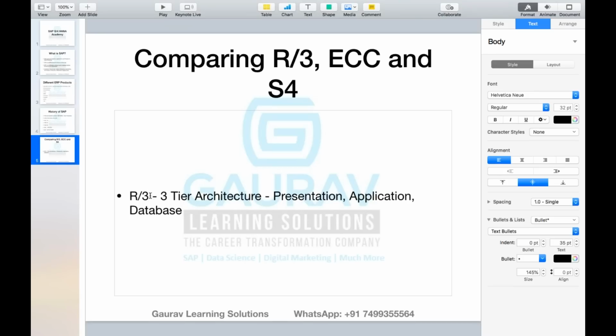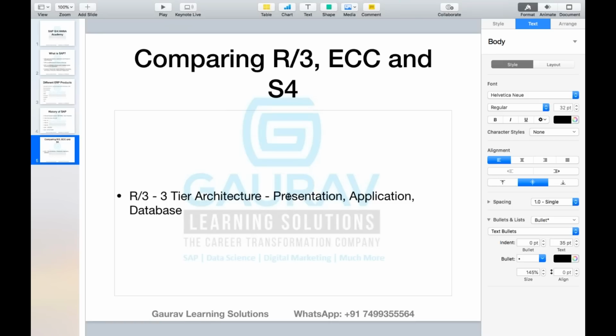Clear with this? Whenever you see R3, just remember R3 stands for three-tier architecture. What do you mean by three-tier architecture? There are three layers: presentation layer, application layer, and database layer. Just give one example and the interviewer will be impressed.